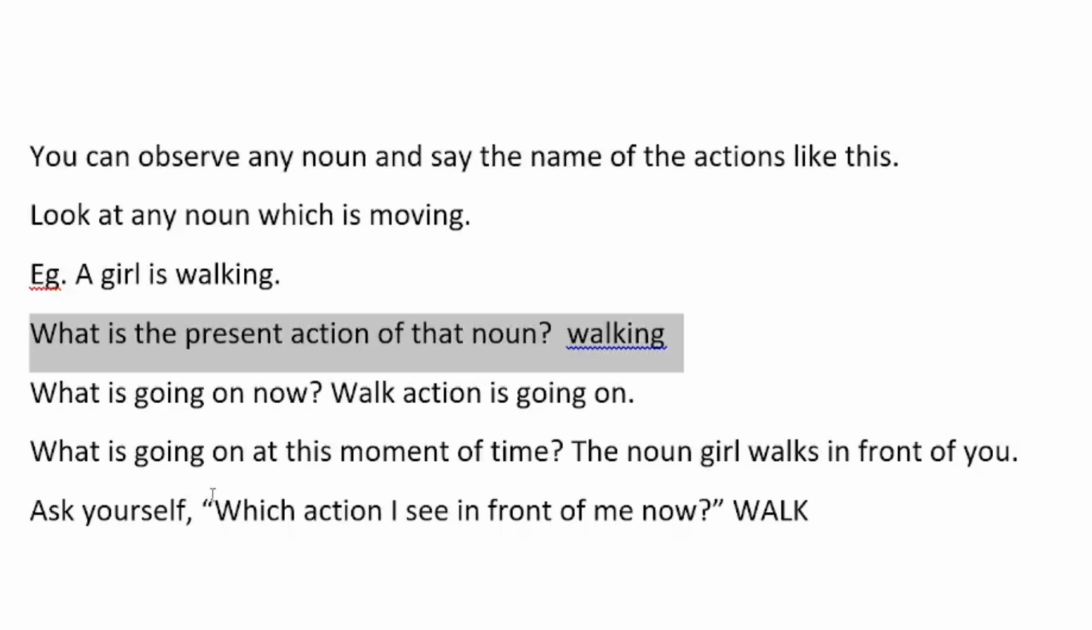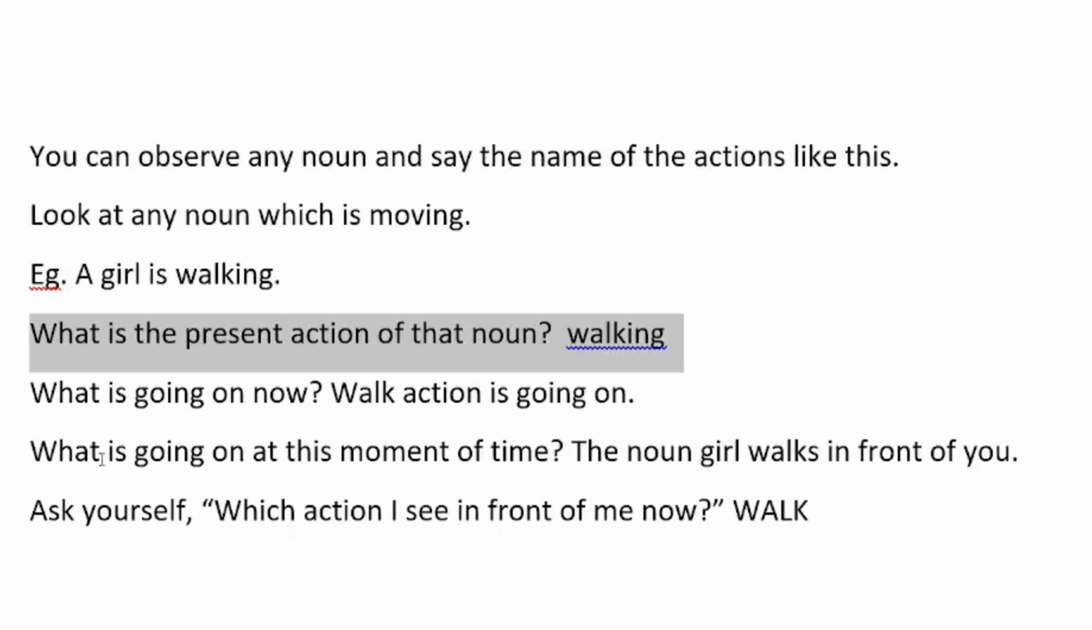What is happening in front of you? A noun is walking. Now ask what is going on now. Again, you can ask yourself, which action is going on? Walk action is going on. And again ask yourself, what is going on at this moment of time? We use a watch, clock, everything to know the present time.